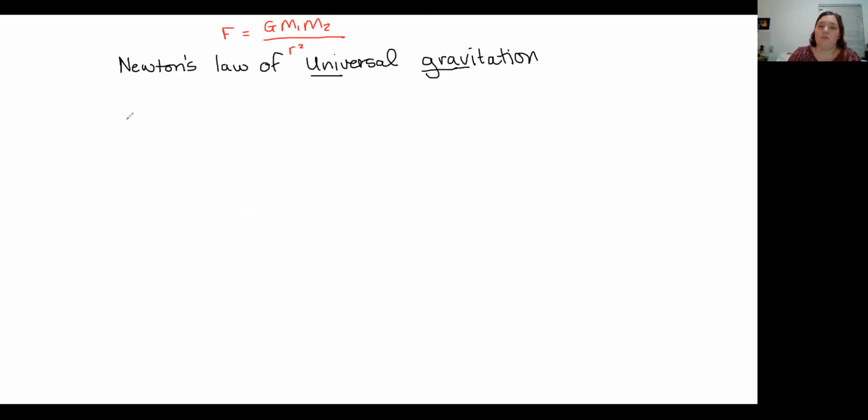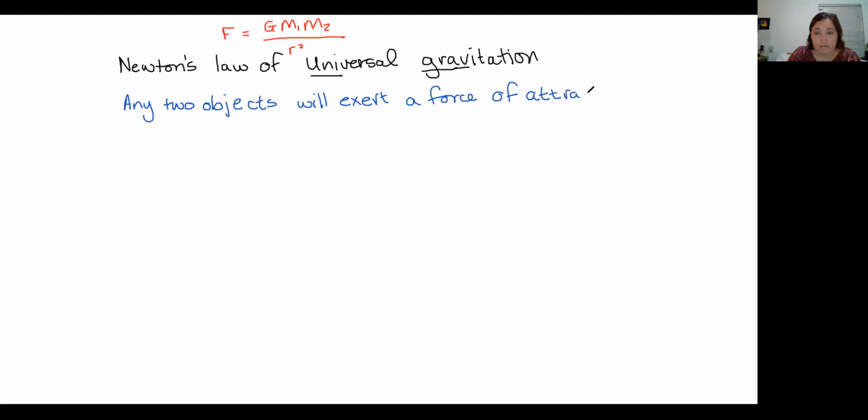So Newton's law of universal gravitation says that any two objects, pretty much in the universe, will exert a force of attraction. Gravitation can only ever be attractive. Will exert a force of attraction on each other. Oh, that should read on each other. There are no marks for that statement.